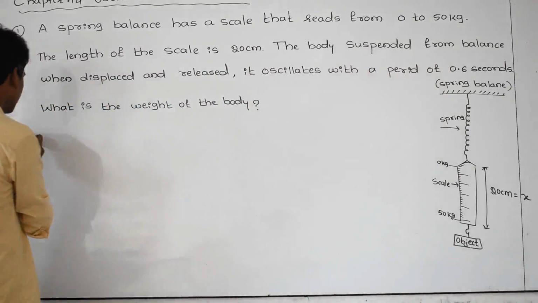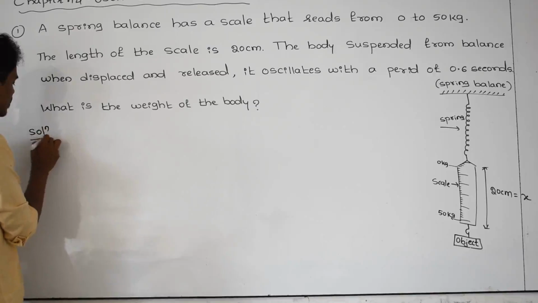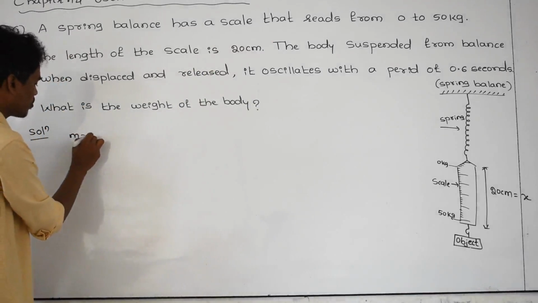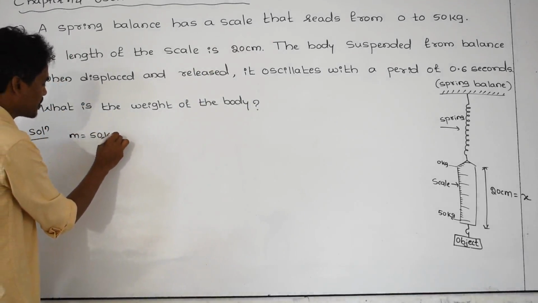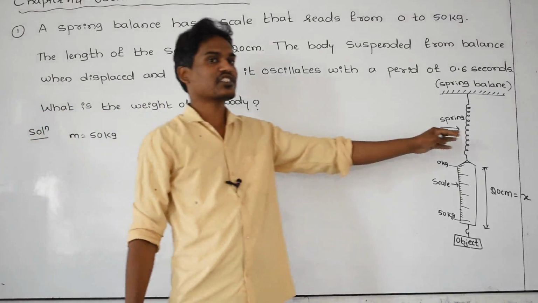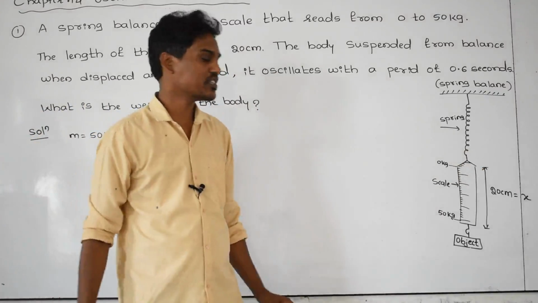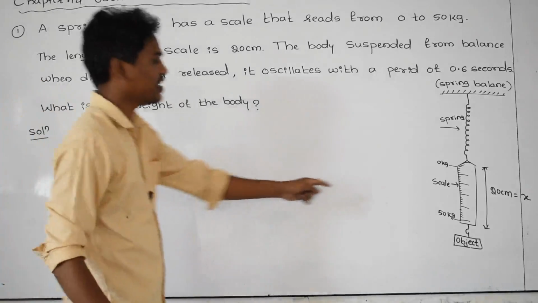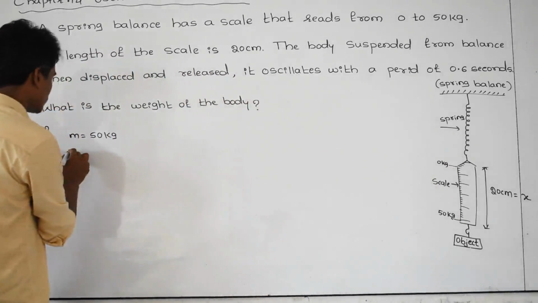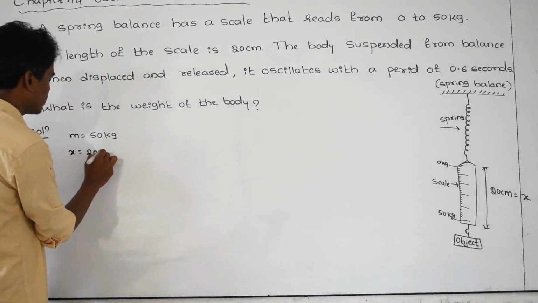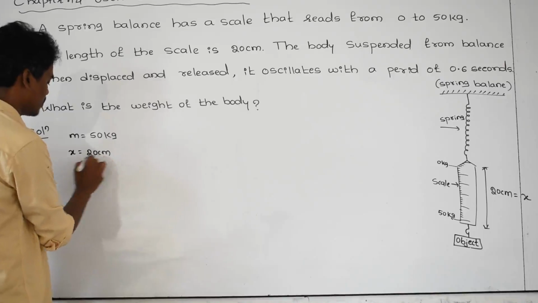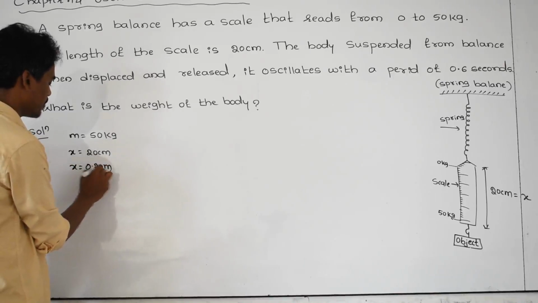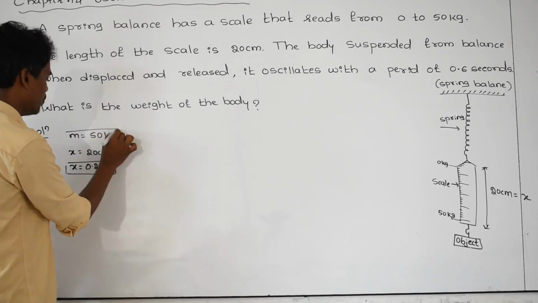Let us take the solution, and what he has given, let us take m. He has given m is equal to 50 kg, means 0 to 50 kg. It means that this spring balance has maximum capacity to measure how much mass? 50 kg. And next one is length of the scale he has given, that is x is equal to 20 centimeter. Convert in terms of meter, divided by 100, means 0.20 meter. In terms of meter I have taken, this is the value.